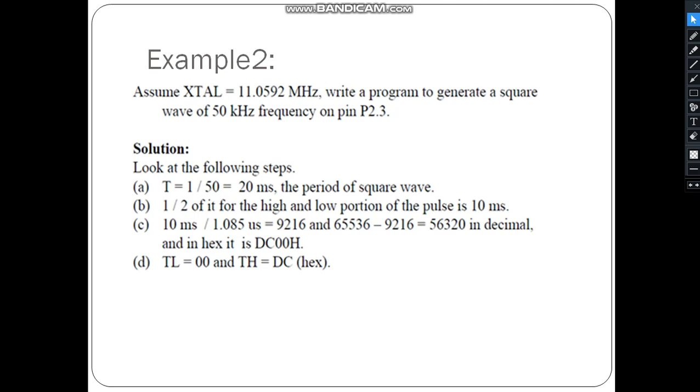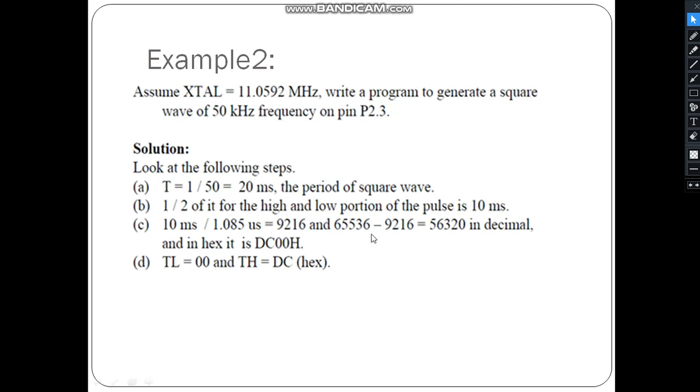And since the crystal oscillator frequency is 11.0592 megahertz, the timer delay will be 1.085 microseconds, which we have already calculated. Next, we need to calculate the value of n. Value of n is given by required delay, that is 10 microseconds, divided by the delay offered by the microcontroller, which is equal to 1.085 microseconds. So the value obtained is 9216 in decimal.